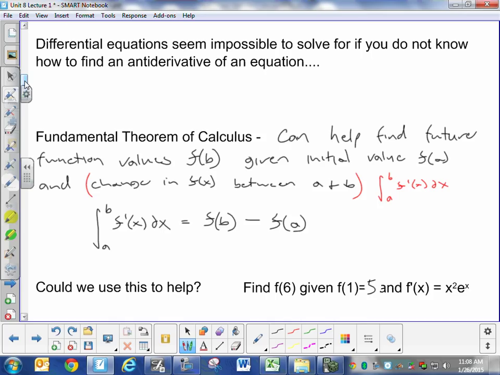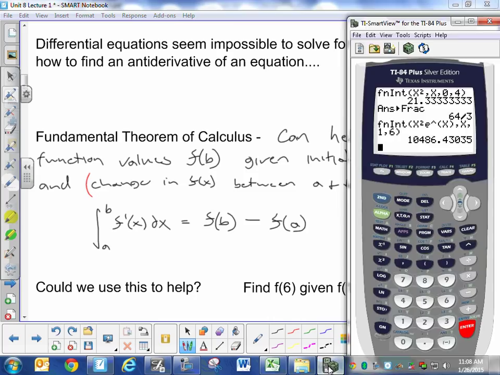How could I find f of 6 given f of 1 is 5 and f prime is x squared e to the x? Is that equal to the area? Can solve for x? Because once you know the area, you can set equal to x. Once I know the area, which I did know, right? 104, whatever it was. 10486.